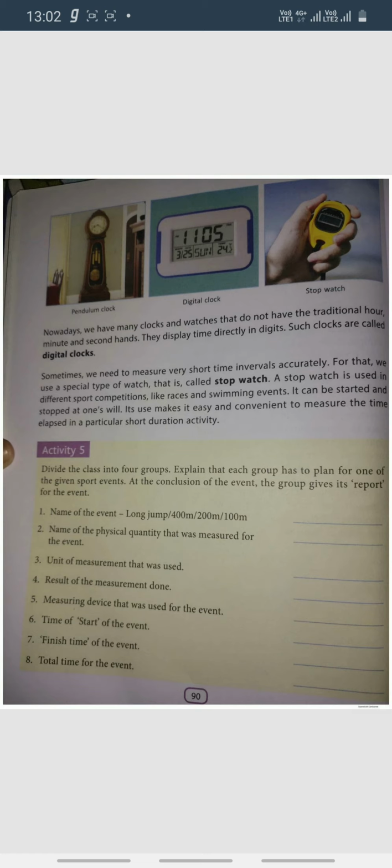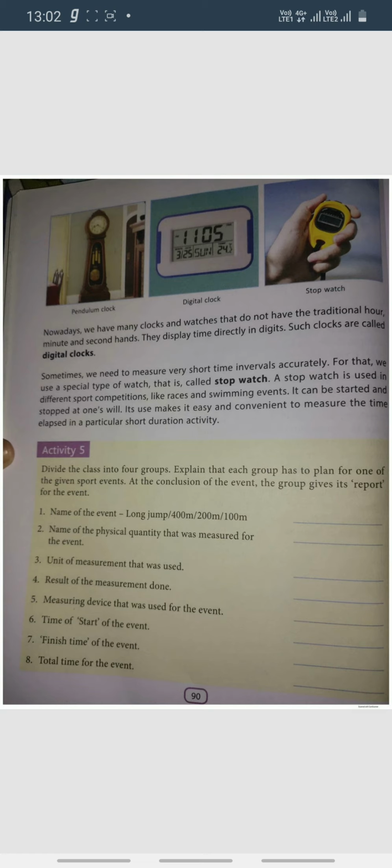Now there is one activity, activity 5, which you have to try to do yourself. What is the activity? I'm just reading. Divide the class into 4 groups. Explain that each group has to plan for one of the given sport events. At the conclusion of the event, the group gives its report for the event. This cannot be done right now, but you can suppose that it's going on.